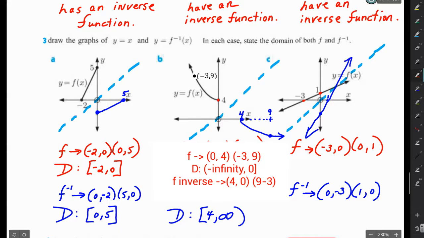Okay, we have our graphs drawn. Let's take a look at the domain of the original function. We have arrows on both ends of our original function, so we're going to get everything to the left and everything to the right, so our domain is going to be all real numbers. And if we look at our inverse function, we have arrows on the ends, right? So our domain is also going to be all real numbers.